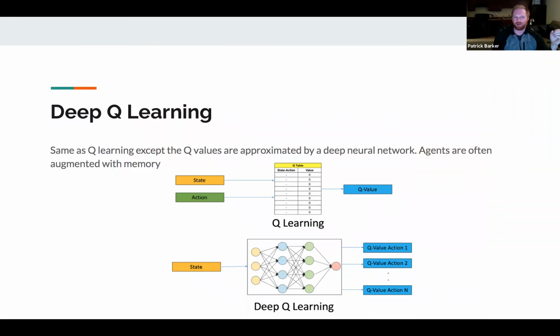There's also deep Q learning. Deep Q is basically the exact same thing, but now we use a neural network to approximate the Q values. So remove the database, put a neural network in between, and now you basically have deep Q learning. Agents are also often augmented with memory. As you step through that environment, you save a bunch of memories of what happened, and then you feed those to the network periodically to train it, as in, I saw this state and that ended up in a reward or it did not.